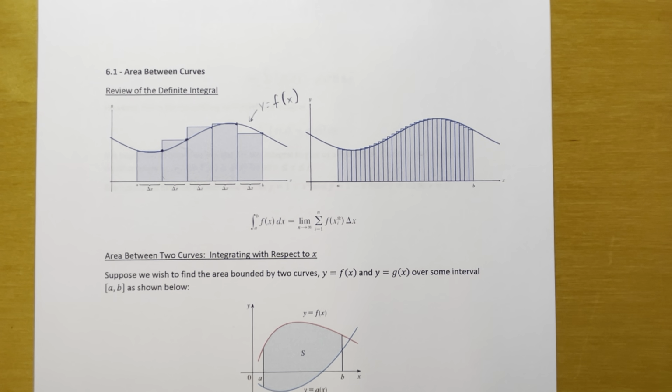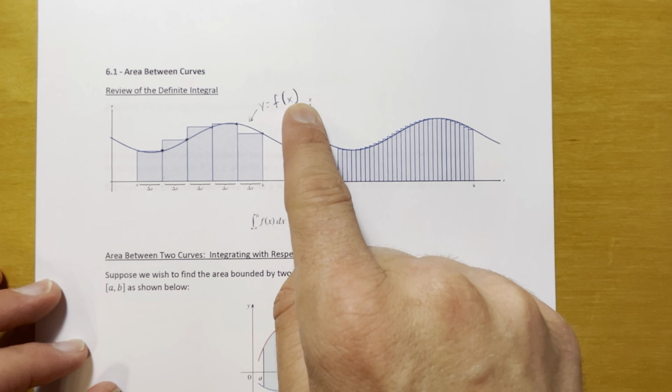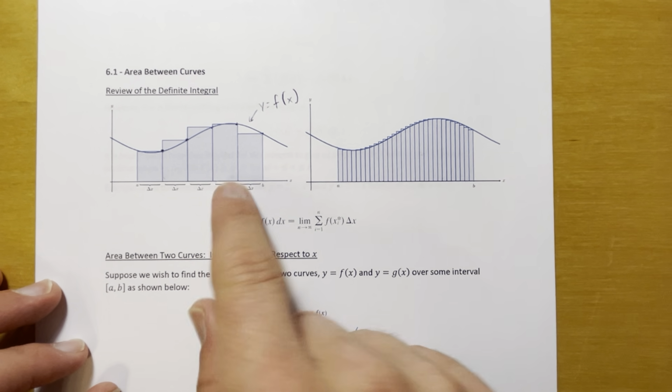But before we get into this section here, where we're looking at the area between two curves, I want to do a very brief review of what the definite integral is, which you should have learned towards the end of Calculus 1. So basically, in Calculus 1, you're taught that a definite integral is a way of determining the area beneath a curve. And what we mean by that is the area between some curve, which is given by a function y equals f of x, and the x-axis.